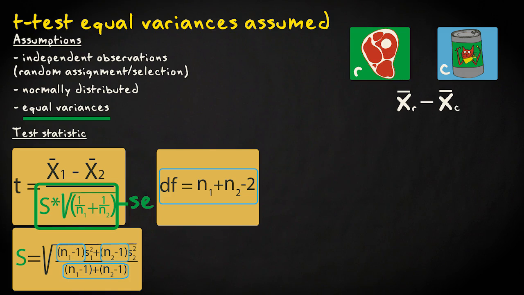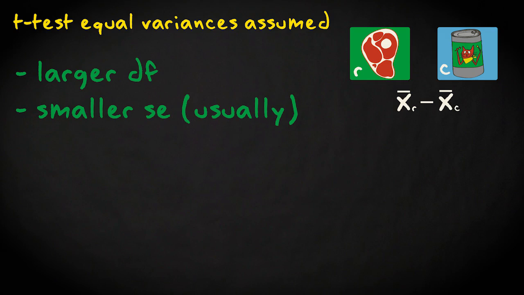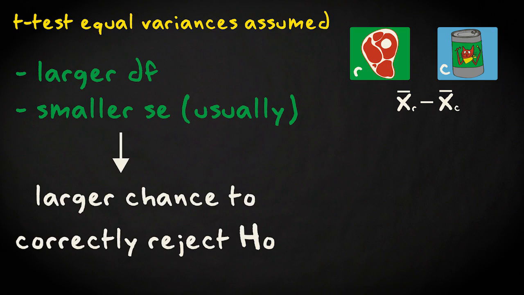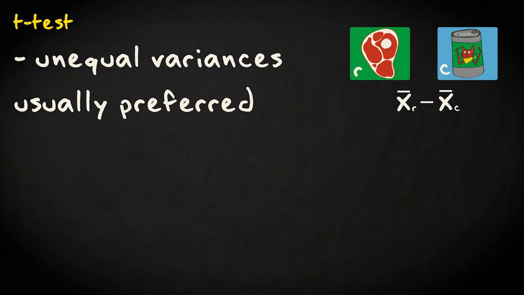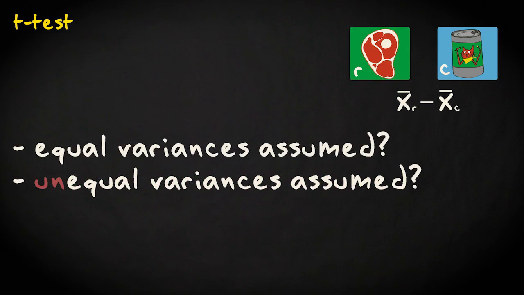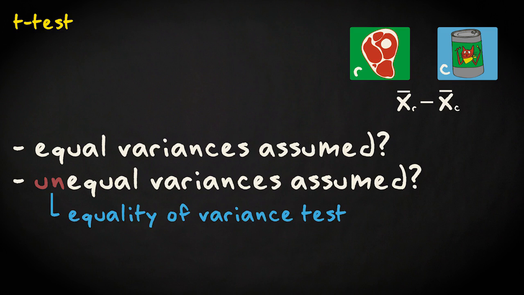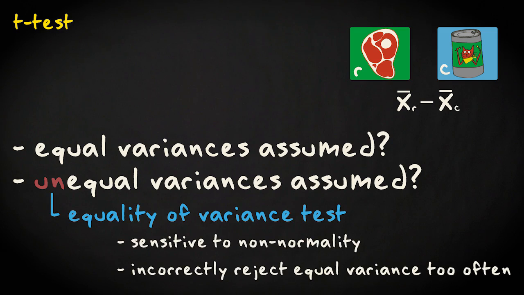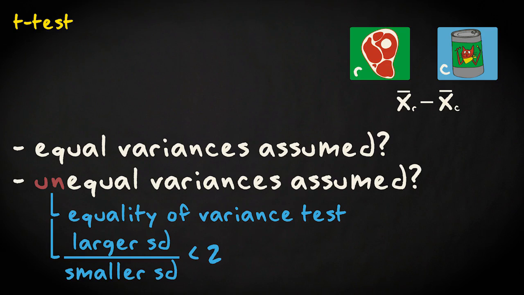The additional assumption of equal population variances can be useful because it results in larger degrees of freedom and possibly a smaller standard error, which results in a slightly larger chance of rejecting the null hypothesis. However, most people would recommend using the unequal variances version to be on the safe side, and because in almost all cases it's just as good. Some people decide to make the extra assumption based on a test that determines whether the variances are equal. But these tests are not very robust against violation of normality and will be significant too often. If you want to make the extra assumption, then as a rule of thumb, only do so if the standard deviations differ by less than a factor of 2.